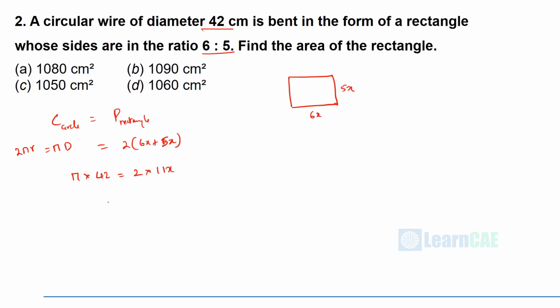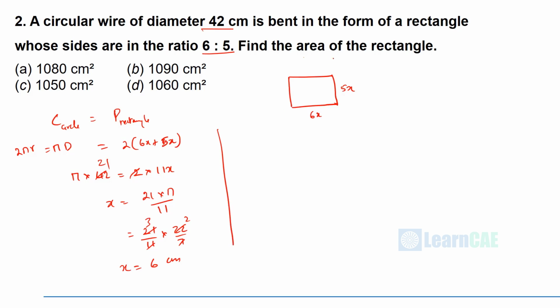So x is equal to, we shall divide this. This is 21. 21 into pi by 11. 21 by 11 into pi is 22 by 7. This will be 2. This will be 3. So x is equal to 6 centimeter.